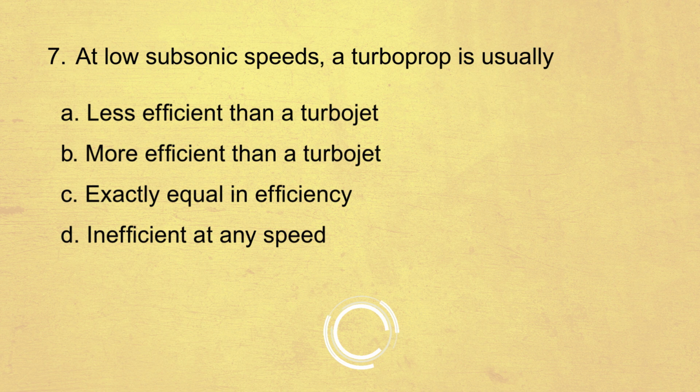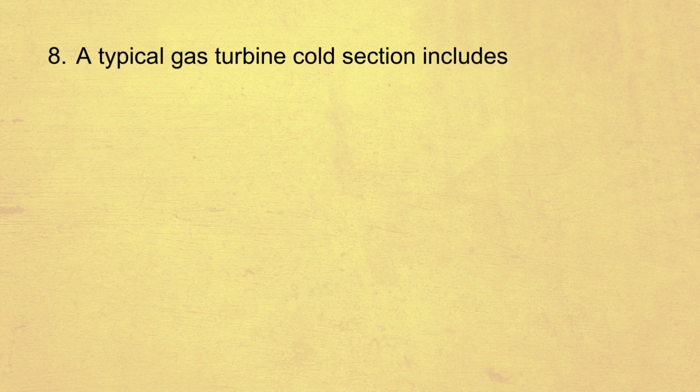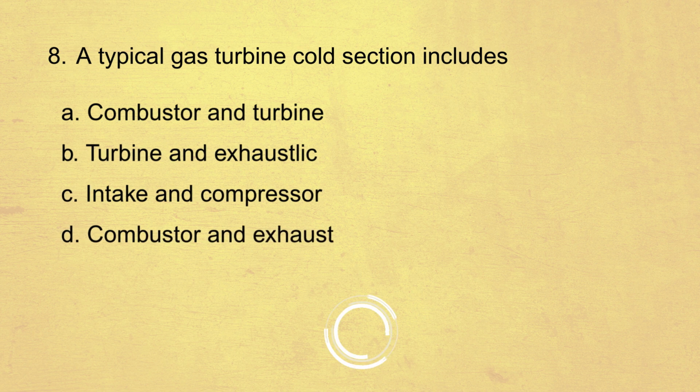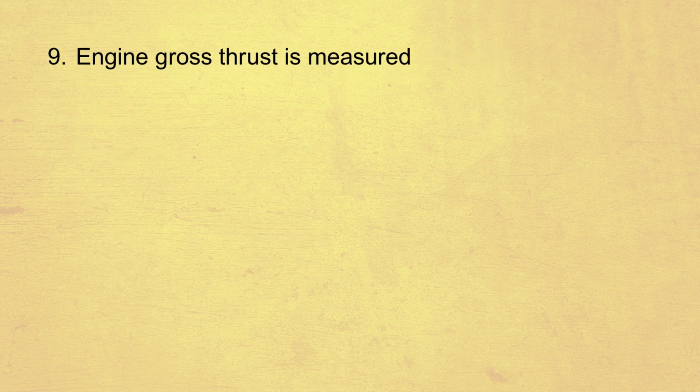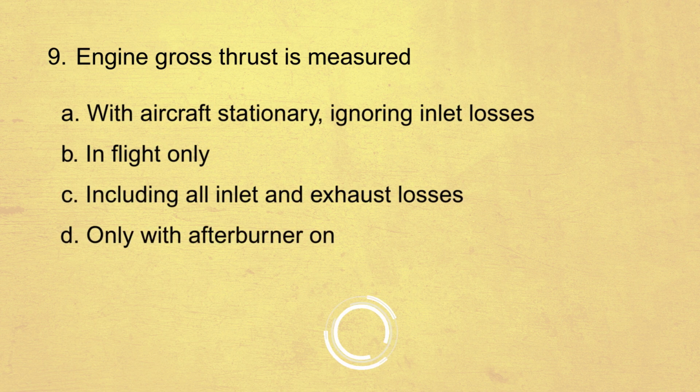At low subsonic speeds, a turboprop is usually more efficient than a turbojet. A typical gas turbine cold section includes the intake and compressor. Engine gross thrust is measured with the aircraft stationary, ignoring inlet losses.